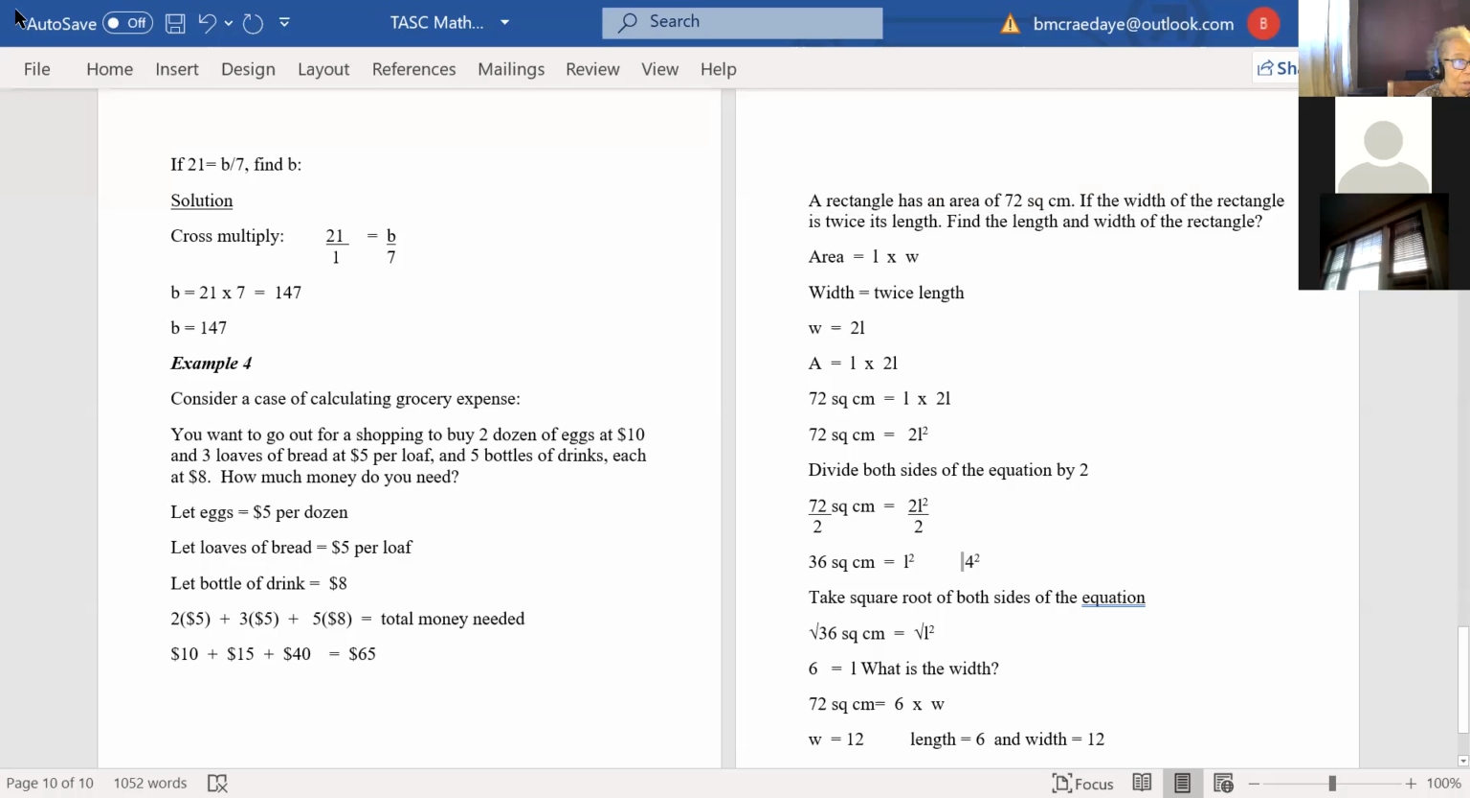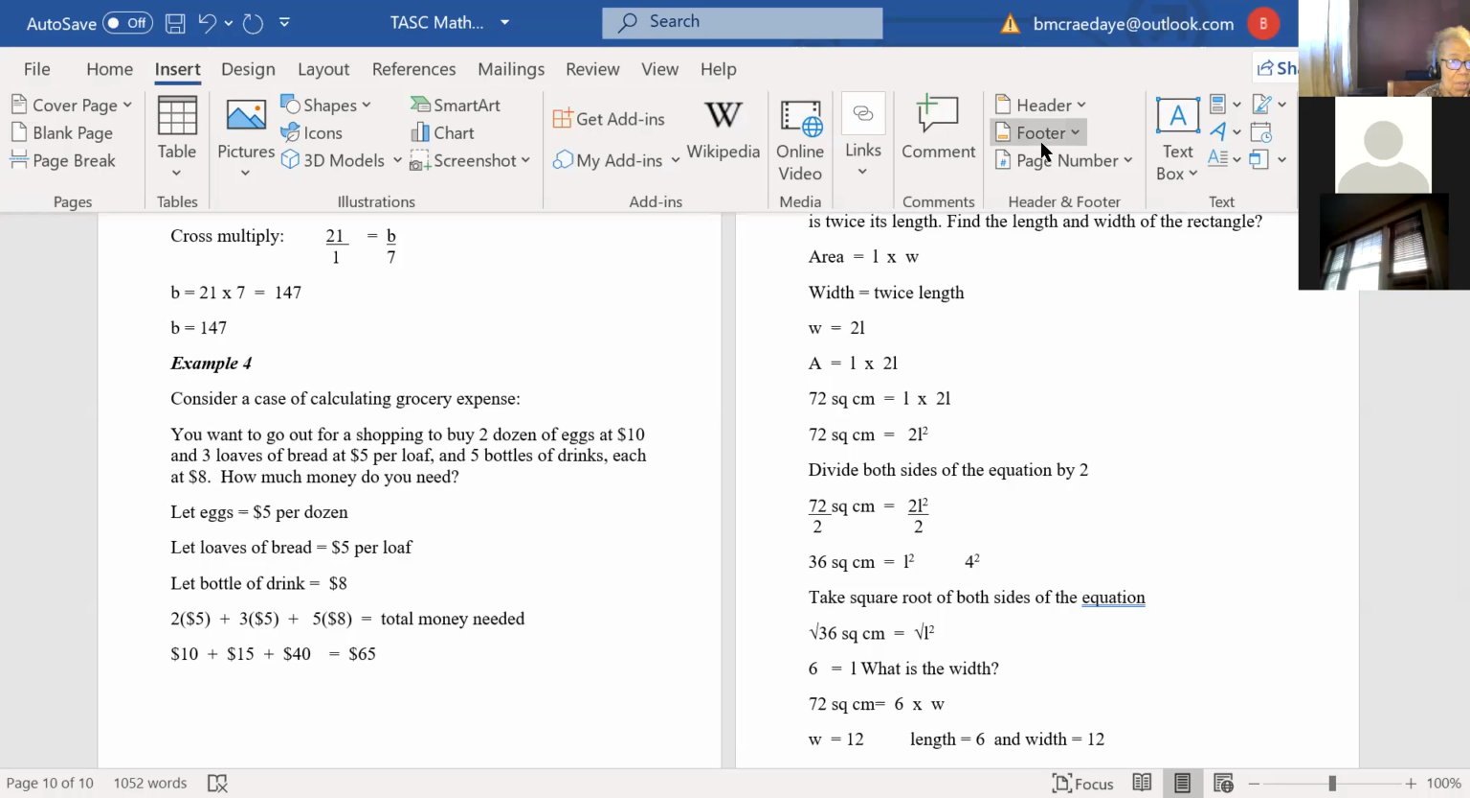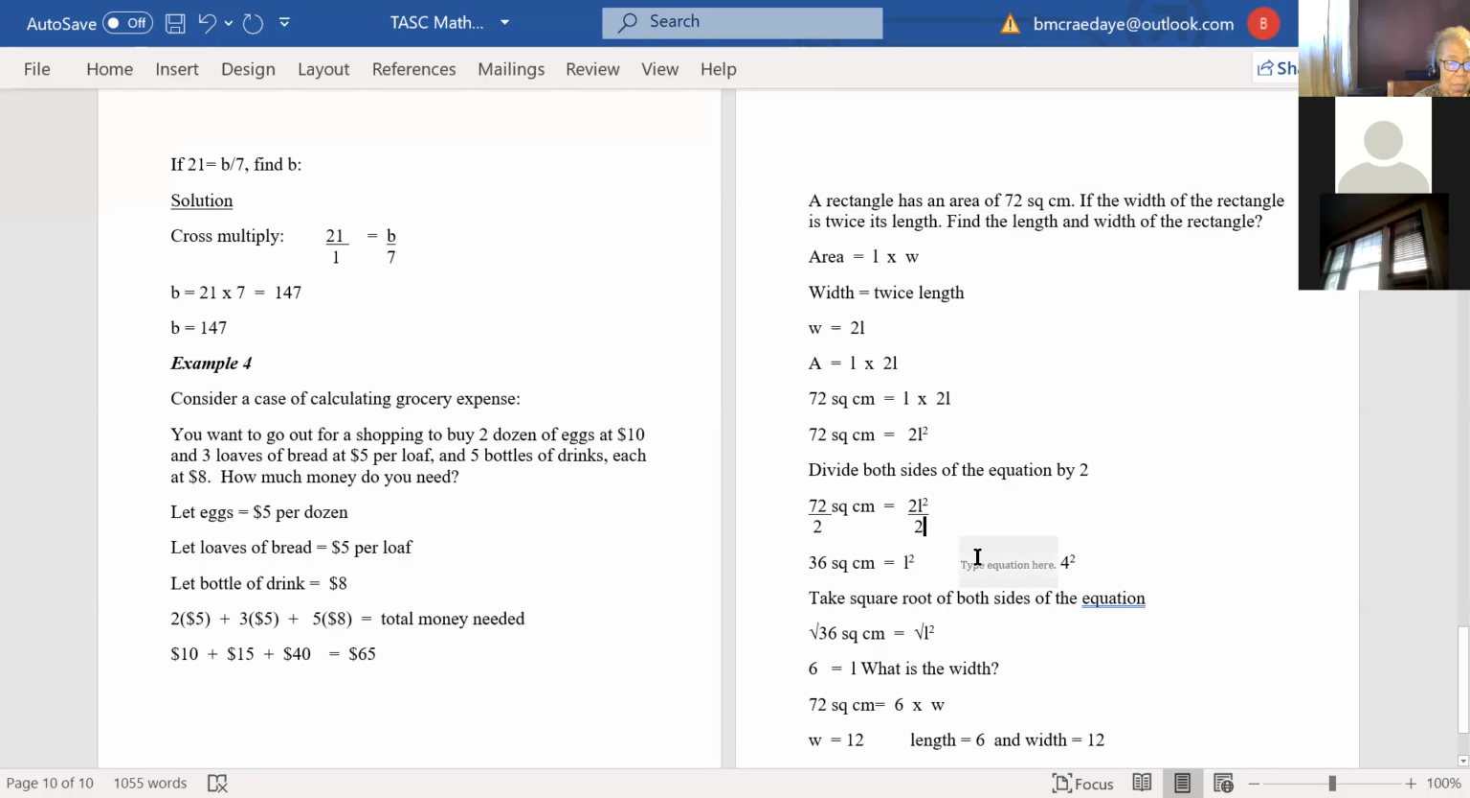So my square root symbol is hidden. Take that out. Okay. My square root. I'll just write in front of it. Okay, square root of.